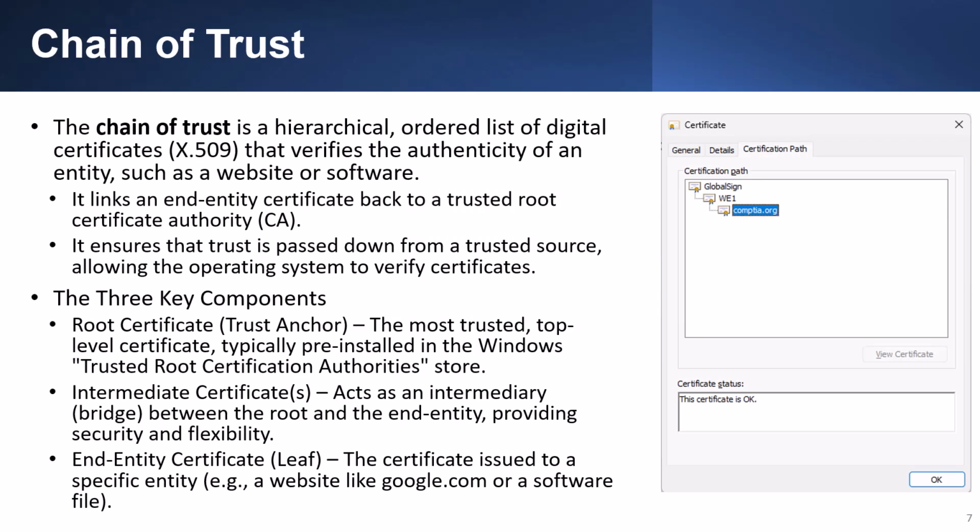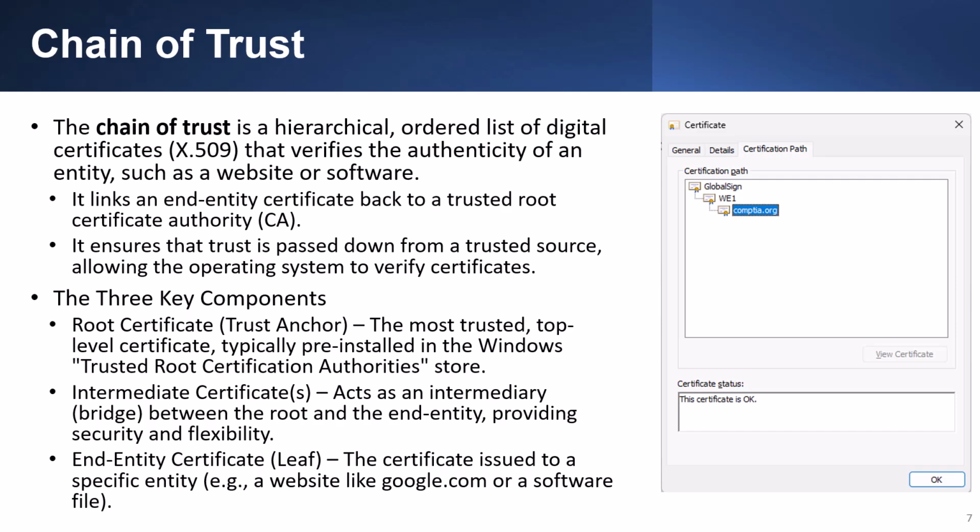The chain of trust is a hierarchical ordered list of digital certificates that verifies the authenticity of an entity, such as a website or software. It links an end-user certificate back to a trusted root certificate authority. It ensures that trust is passed down from a trusted source, allowing the operating system to verify certificates.